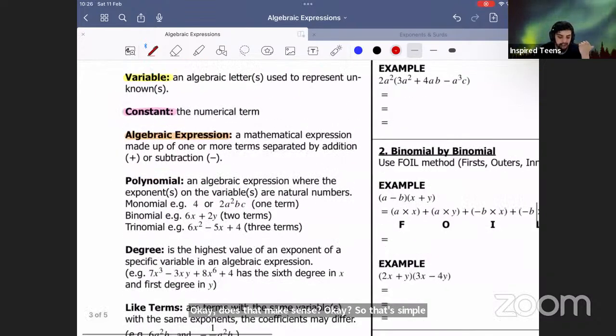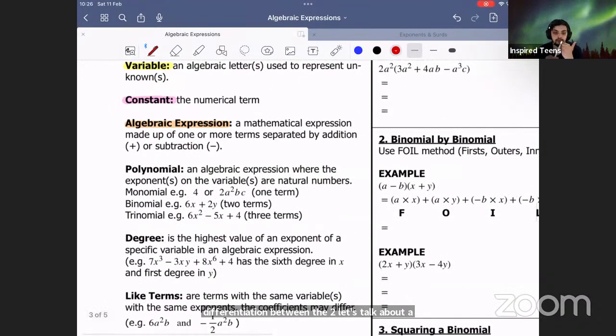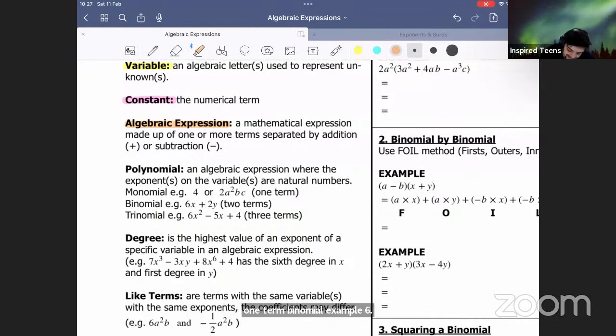Let's talk about a polynomial. You get monomial, binomial, trinomial, and polynomial. Let's just look at polynomial, then we can briefly revise the others. A polynomial is an algebraic expression where the exponents on the variables are natural numbers. Monomial examples: 4, or 2a squared bc, is one term. Binomial example: 6x plus 2y. Basically, the nomial part represents the mathematical expression, and poly, mono, bi and tri represent the numbers.